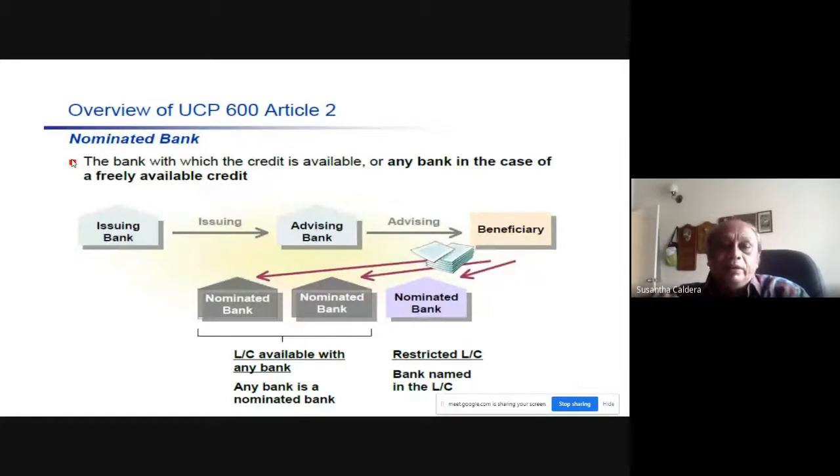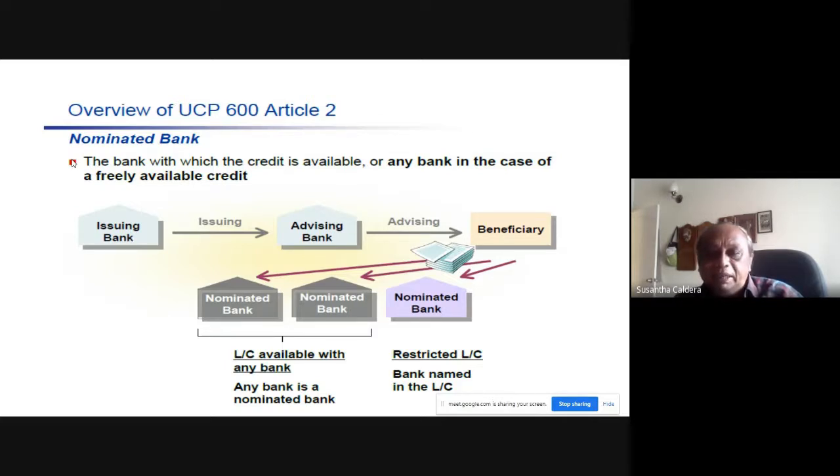Then the issuing bank, we issue the LC, and then we advise the LC, and the advising bank will advise the LC to the beneficiary. Then the beneficiary, if it is a nominated bank, right?